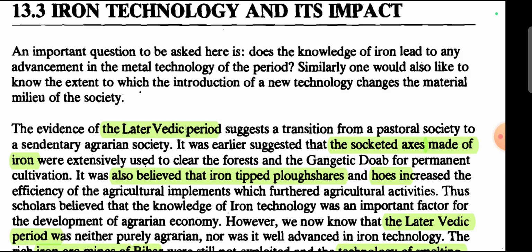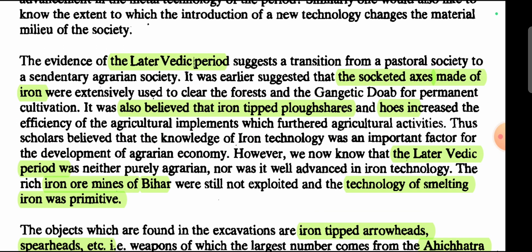The evidence of the later Vedic period suggests a transition from a pastoral society to a sedentary agrarian society. It was earlier suggested that the socket axes made of iron were extensively used to clear the forest and the Gangetic Doab for permanent cultivation. It was also believed that iron-tipped ploughshares and hoes increased the efficiency of the agricultural implements, which furthered agricultural activities. Thus, scholars believed that the knowledge of iron technology was an important factor for the development of agrarian economy.